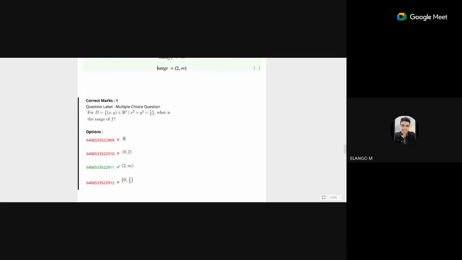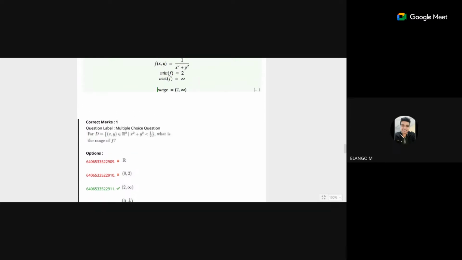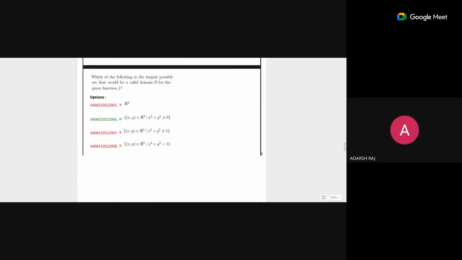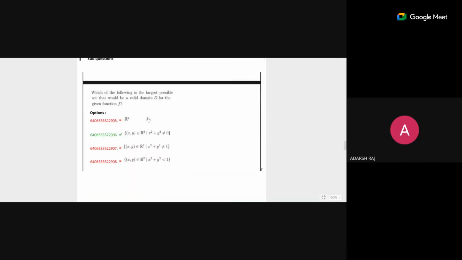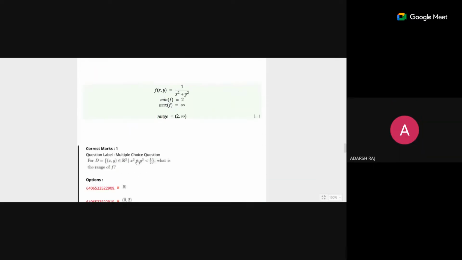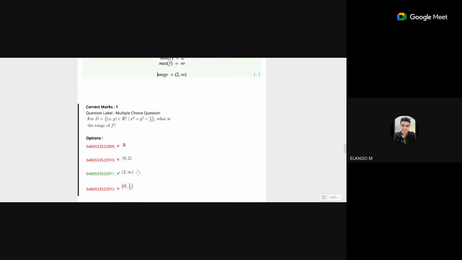How did you write the 1 by x square plus y square? So this is our function. We are finding the range of this function, and the domain of this function is defined here.